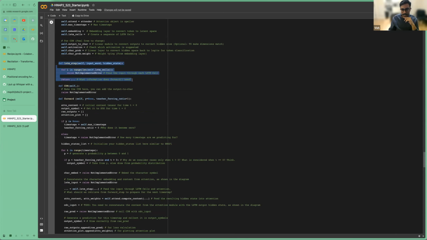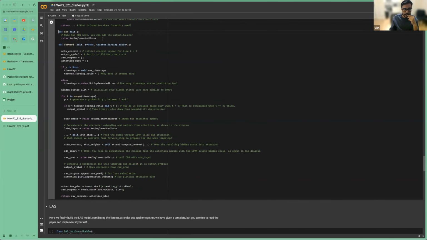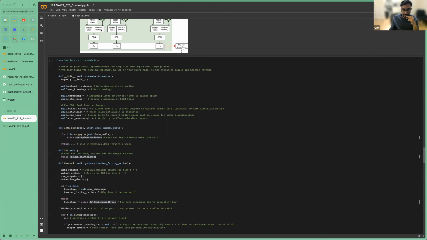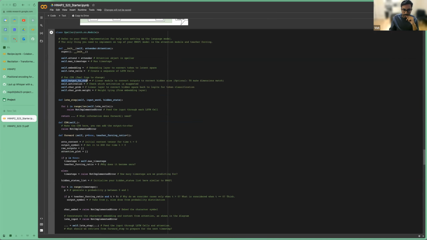LSTM steps, you might have seen this in the write-up. This goes over your LSTM cells and does computation. Look at the documentation for LSTM cell to understand what outputs it returns and what inputs it takes. It's different from your LSTM layer that you did in homework 3. You would be doing this naturally if you went through homework 4, and we recommend you do that there as well. Again, the CDN: this is just asking you to elaborate on this block in this diagram. It takes as input the hidden state and attention context concatenated, and passes that tensor through the output to character layer, activation, and then the character probability layer. That's what the CDN does.